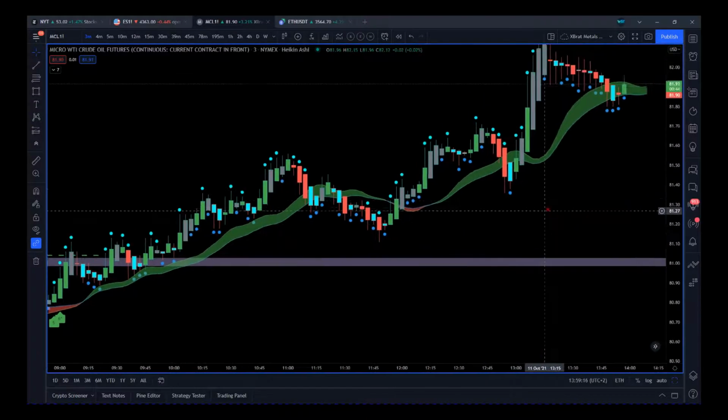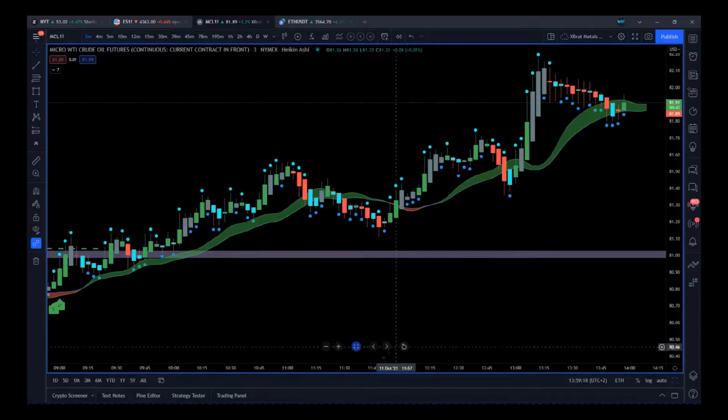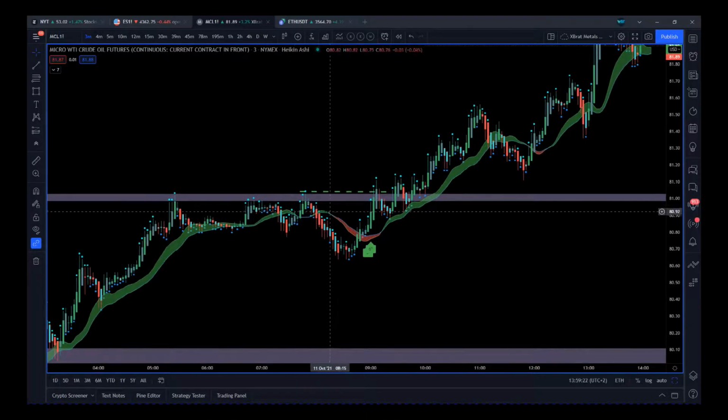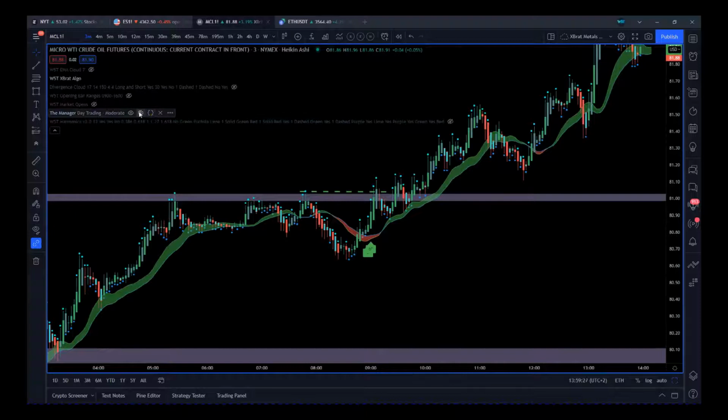But it does go on to make some new highs. But again, we haven't got a crystal ball. We have to be consistent. Cloud turns red, get out. We can change that on the manager to be more conservative.